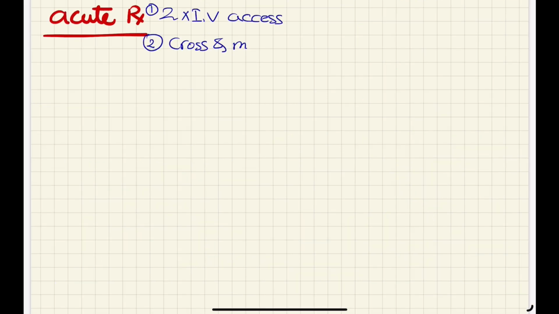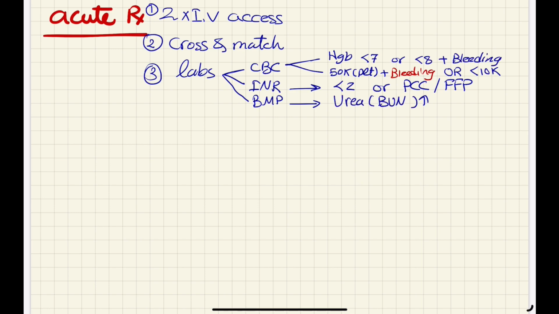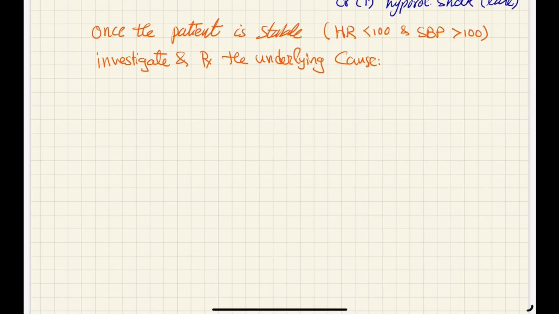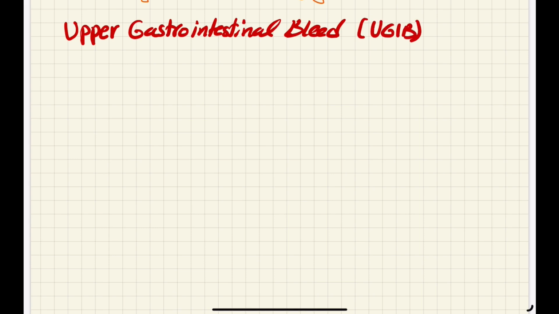So remember, you get IV access, cross and match, basic labs, and also remember that the gastrointestinal bleed might increase the BUN, the blood urea nitrogen, because of the digested blood, and also it might present as an acute kidney injury as a prerenal cause because of the hypovolemia secondary to bleeding. So remember these tricks as you solve questions. Now, after stabilizing the patient, you can start investigating the cause of the bleed and give targeted therapy to the cause of the bleed. Now we will review the upper gastrointestinal bleeding causes and the therapeutic options to treat each case alone.